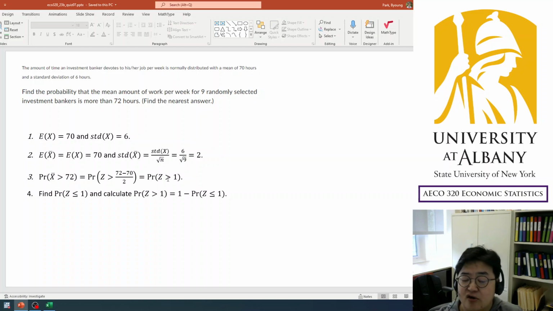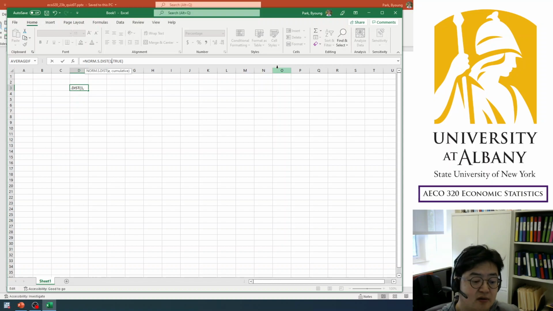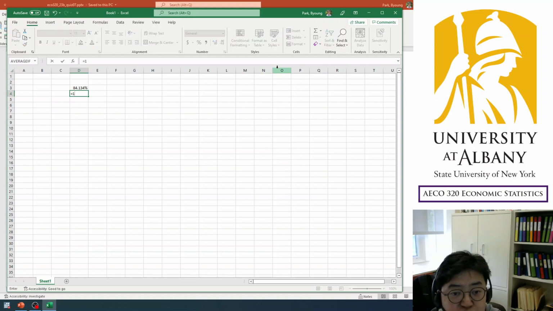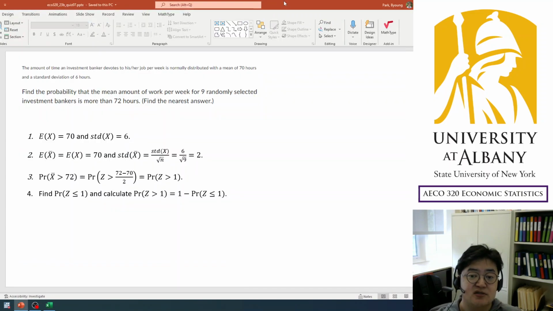So this is not a cumulative probability. So what we need to do is, from Excel, we are going to find the probability smaller than 1. But what we want is the probability greater than 1. So you take 1 minus the probability smaller than 1. Okay, let's see. You can simply change this number to 1. norm.s.dist, then you get this. And I will take 1 minus that probability. Then you will get 15.866%.